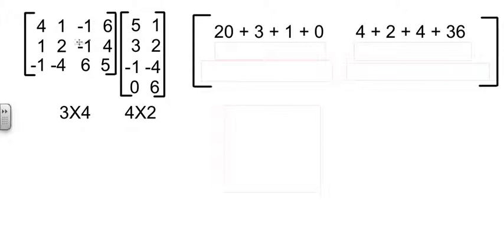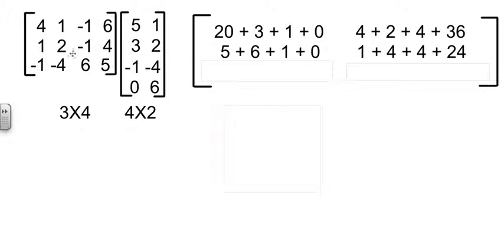1 times 5. 2 times 3, -1 times -1, 4 times 0. Second row, second column. 1 times 1, 2 times 2, -1 times -4, 4 times 6. Now the second row has run out of columns, so we go to the third row. Negative 1 times 5, negative 4 times 3, 6 times negative 1, 5 times 0. Okay. And then last, negative 1 times 1, negative 4 times 2, 6 times negative 4, 5 times 6.